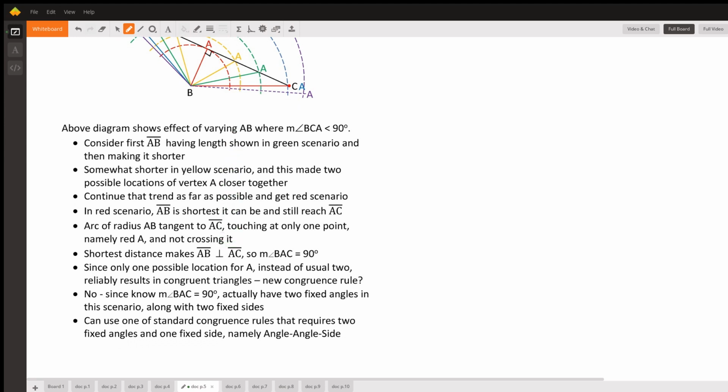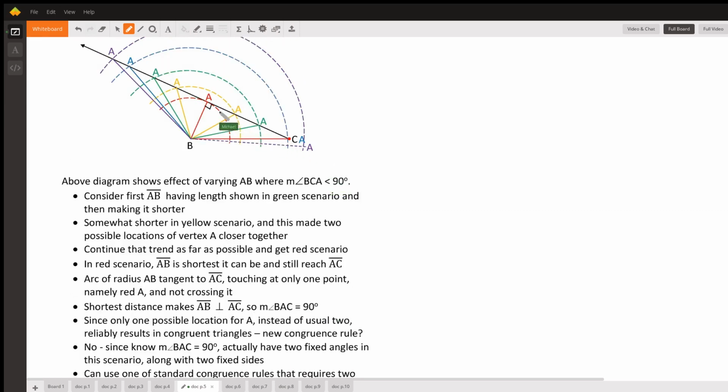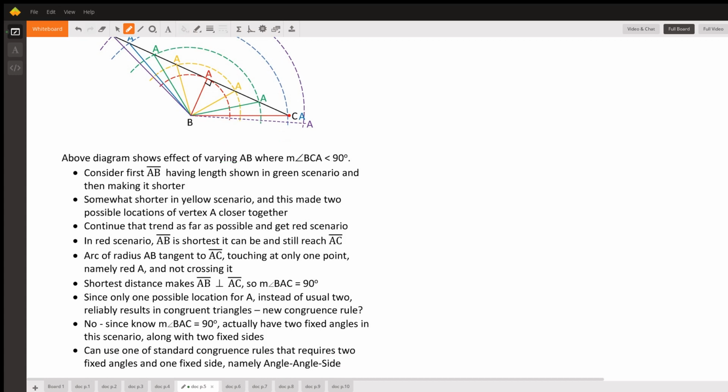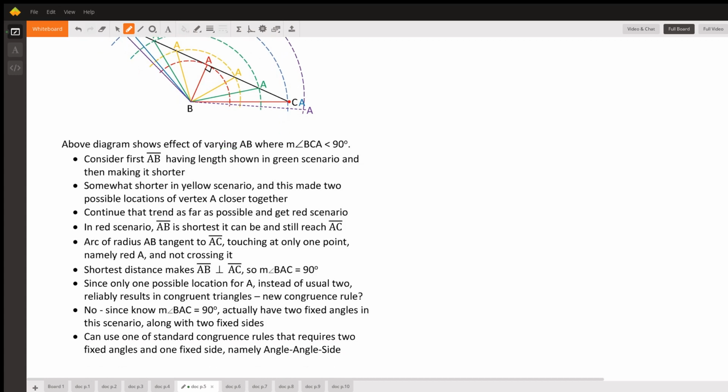And so the rule we can use is angle, angle, side. We can go angle, angle, side, or we can go angle, angle, side. So we don't need to invoke anything new in this case. We just need to recognize that when we reach this point, a different accepted rule applies.